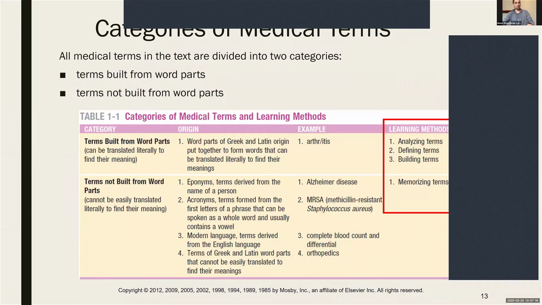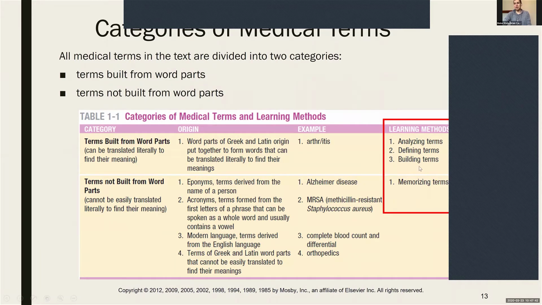Okay, we just talked about this chart and these categories, but I do want to make a special point of this section over here, the learning methods. How do we learn the materials that are in each of these categories? By far, category 1, the terms built from word parts, that's your Greek and Latin, is going to be the most important, and those are going to be the highest level of use that we're going to see.